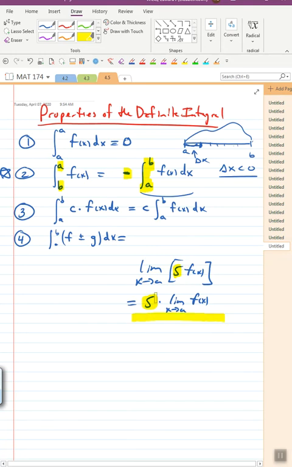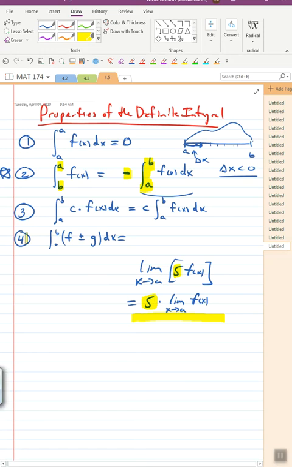Okay, so haven't we seen this rule over and over again? We can pull constants outside of derivatives. We can pull constants outside of integrals now, because what are integrals and derivatives? They are both limits. That's really the big thing here.